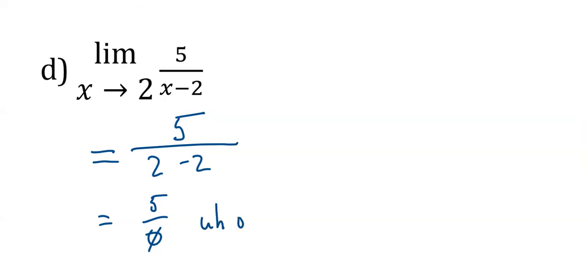Sorry, sometimes we do make that mistake. 0 over 5 is 0, sure, that's fine. 5 over 0, no. This is an asymptote. We know a lot about it. Let's draw this and see what happens.